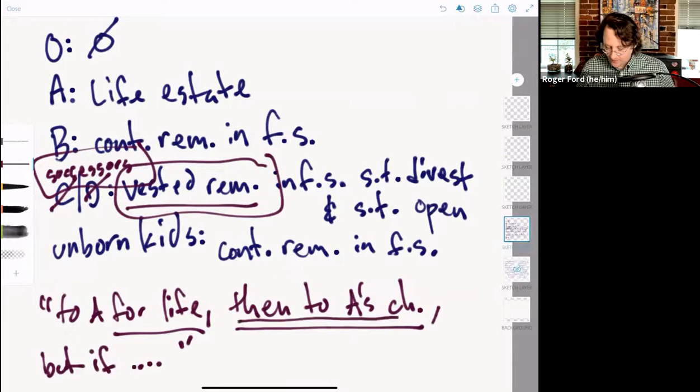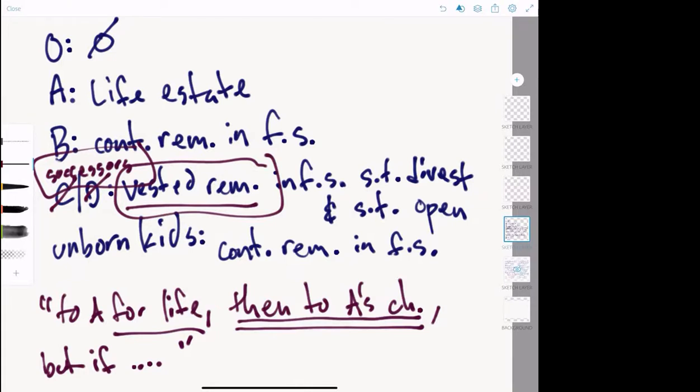Then to A's children, if it ended there, if it was just to A for life, then to A's children, and all of A's children die before A, they still get the remainder, right? They still get it after A's life estate. It's just their interest will have been passed on to their successors, their heirs or their devisees or whoever they sold it to. Do you see why that's the case?